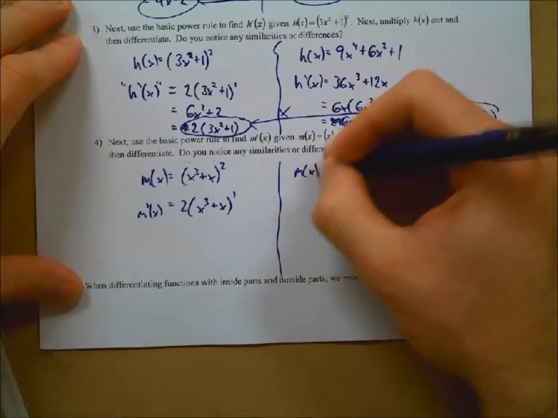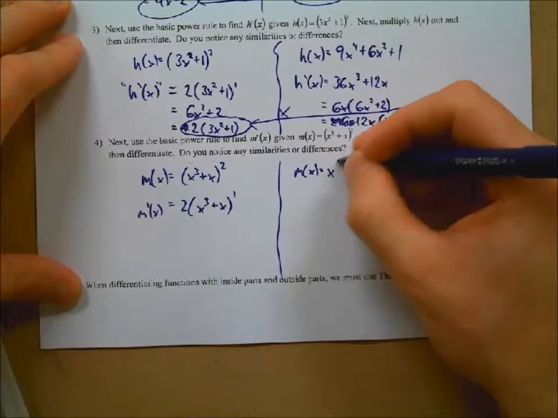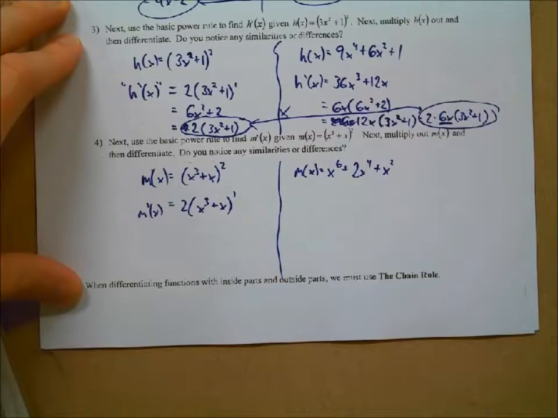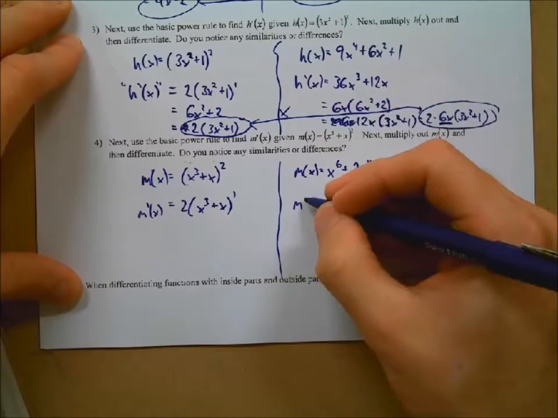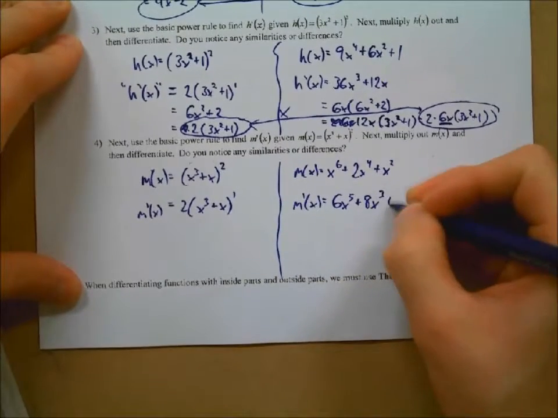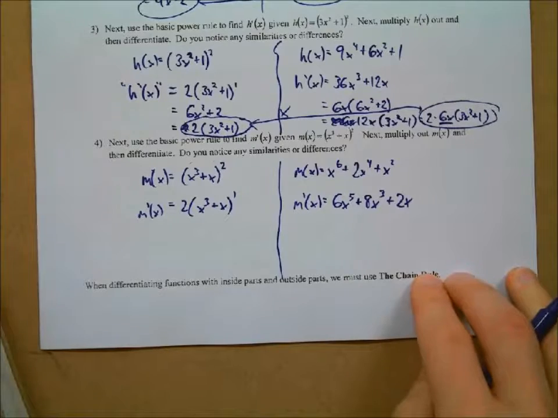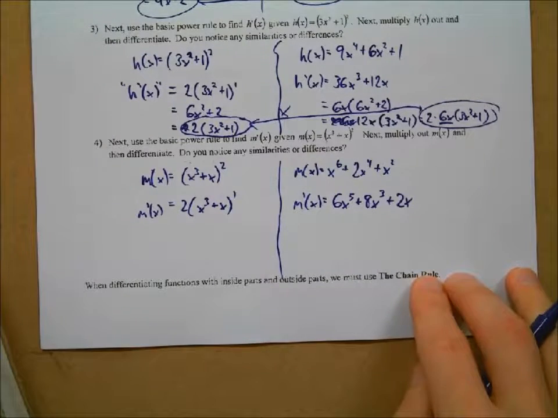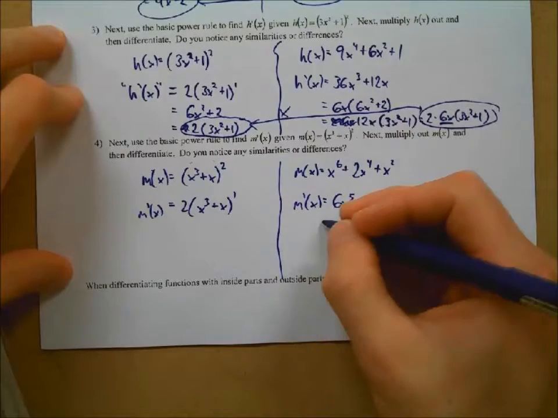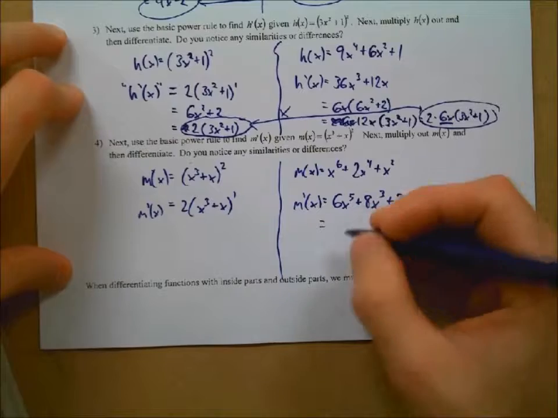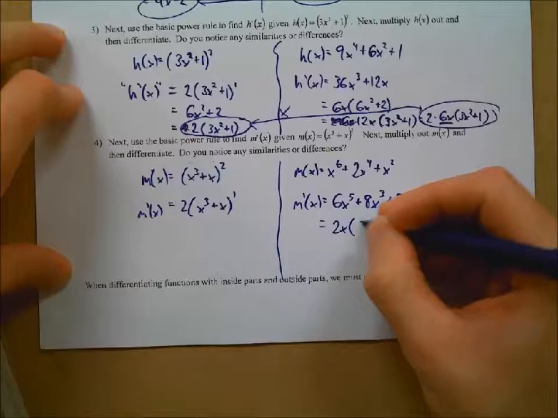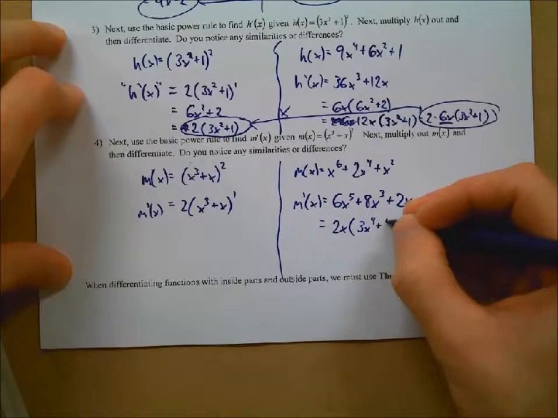If we multiply out the m of x, it's going to be x to the 6th plus 2x to the 4th plus x squared. And then its derivative will be 6x to the 5th plus 8x to the 3rd plus 2x. Now, I'm going to factor this again, just to kind of see. If I factor out a 2x initially here, we'll be left with 3x to the 4th plus 4x squared plus 1.